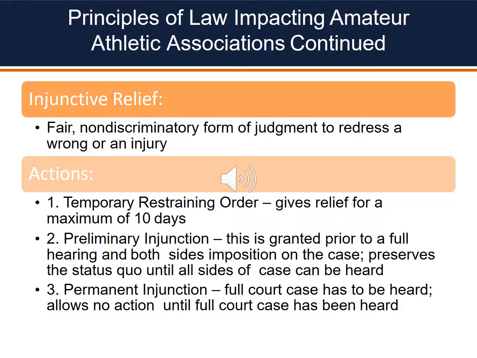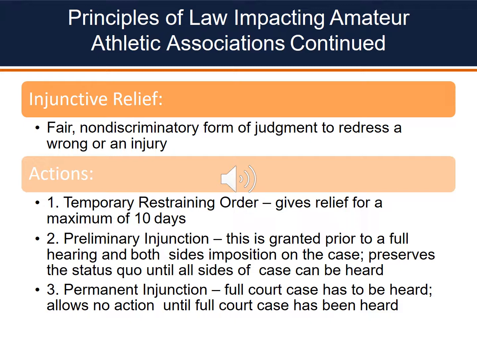There's also what's called a preliminary injunction. This is granted prior to a full hearing and both sides give input on the case. This preserves the status quo until all sides of the case can be heard. As we know, our legal and court system is not always super speedy. And therefore, because of the nature of amateur athletics, it could be that a preliminary injunction is put in place so that the student athlete in question could continue to play while this time, and then the courts will hear.